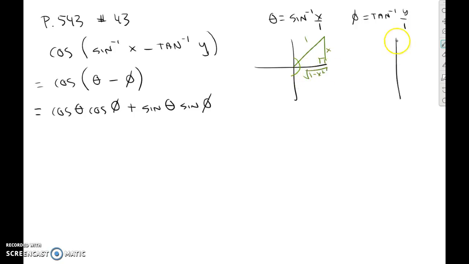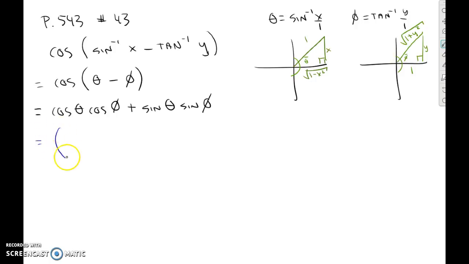And then for the angle phi, we'll do the same thing. Tangent is in these two quadrants. Let's just simplify it and put it in the first. Tangent is y over 1, so this is the square root of 1 plus y squared. Okay? So this angle is theta, and this angle is phi. Or if you wanted to, you could call it reference theta and reference phi, but it actually is the angles, whatever.